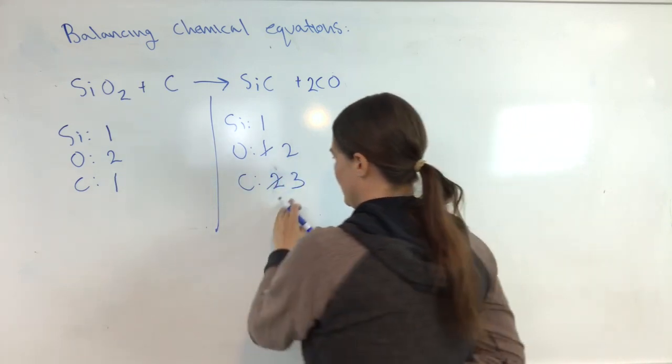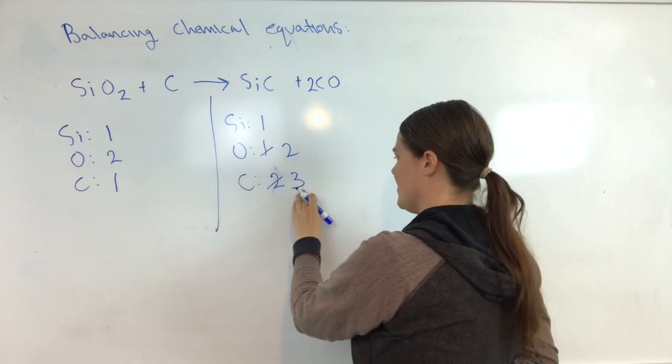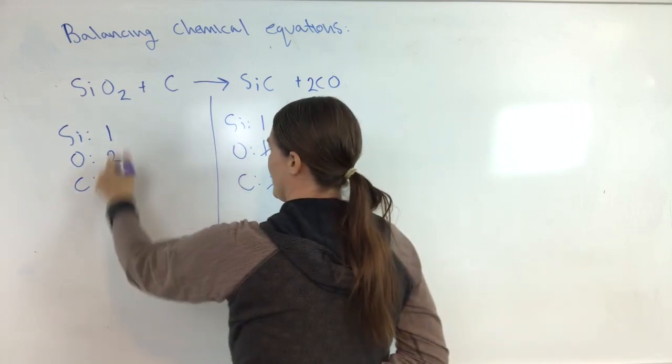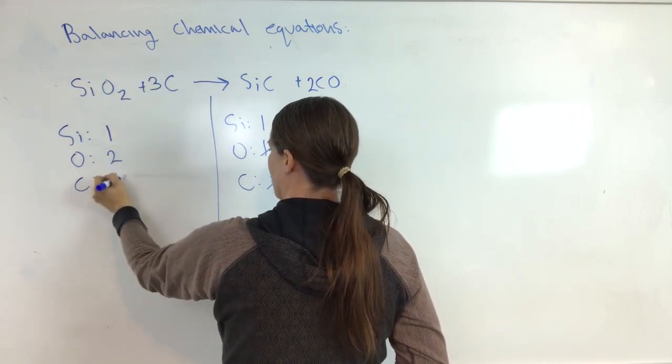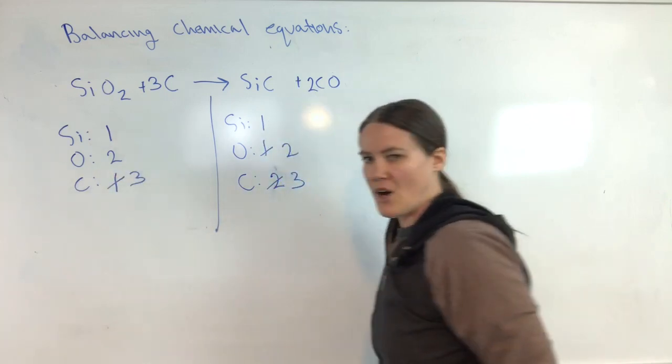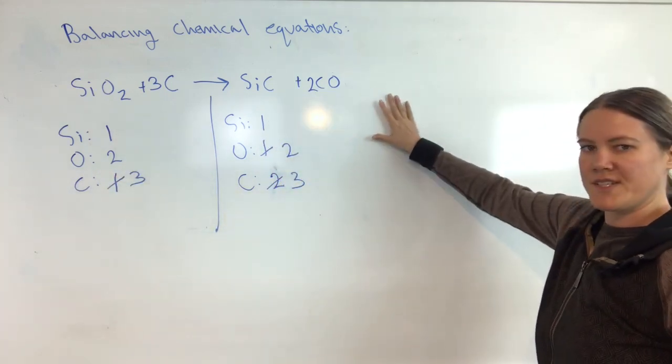So now I just need to balance the carbons. So I have 3 carbons here and 1 here. So I just need to multiply this carbon by 3. So now I have 3 carbons, and this equation is now balanced.